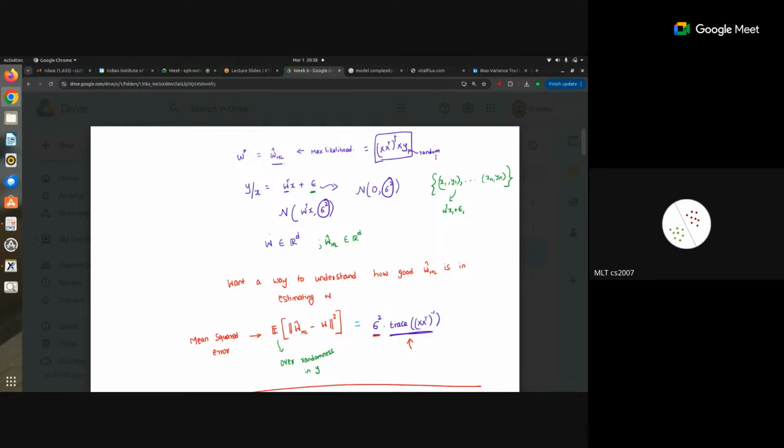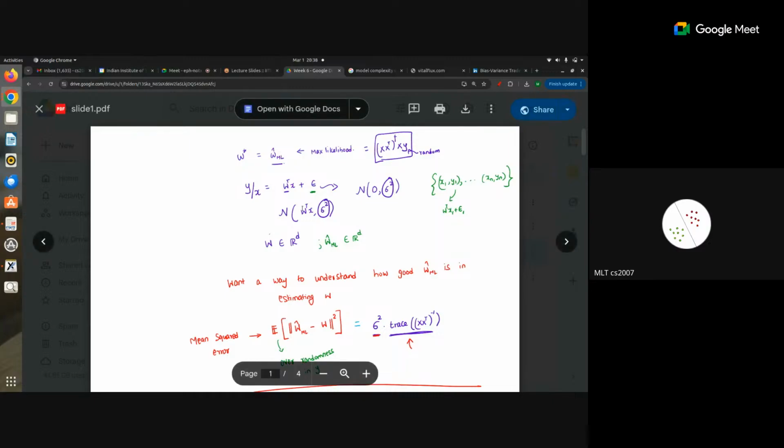The initial data X and Y is given to me. If I use some training data and find its solution, that W hat ML will be different than if I use some other data. So there will be some variation, so W hat ML itself will have some distribution. And what kind of distribution is it having? This.